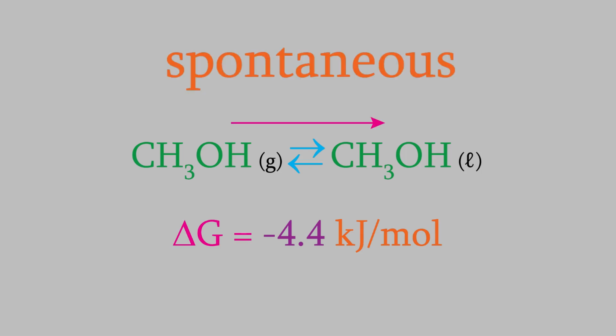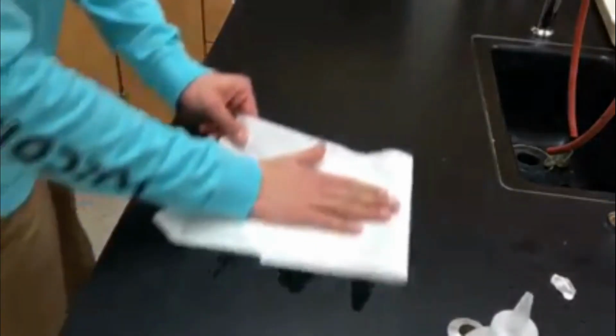That makes sense. Methanol is a liquid at room temperature, so it makes sense that the right side of the equation is more favorable. However, notice that the Gibbs free energy is between positive and negative 5 kilojoules. That means the reaction is reversible. That also makes sense. If you've ever worked with methanol, you know that it evaporates very quickly, so there is an equilibrium between the two sides of the reaction.